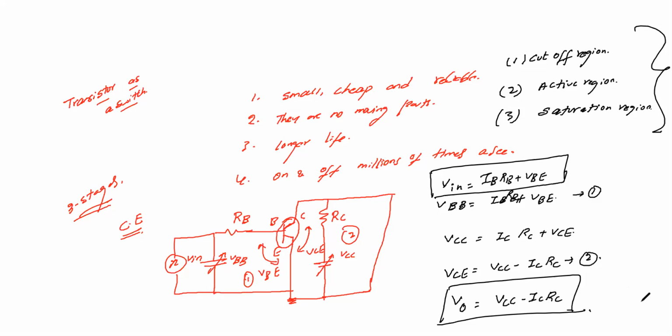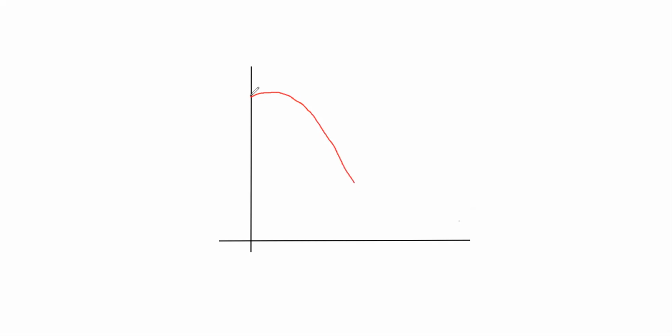Yes, sir. Okay, so let's see. I told you there are three regions. The first region we'll see. I'll just draw the graph. The graph is for your output voltage. Here it will be varying like this. So it is your output voltage, and here there are three regions.